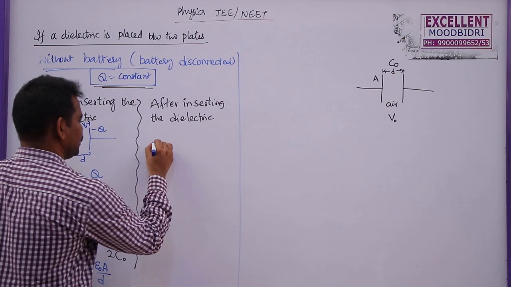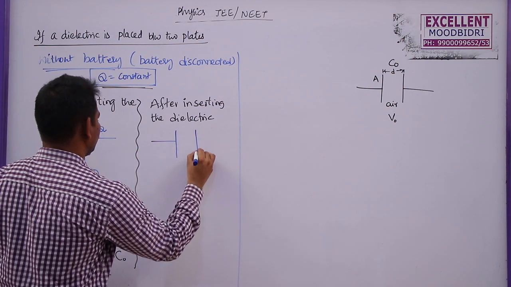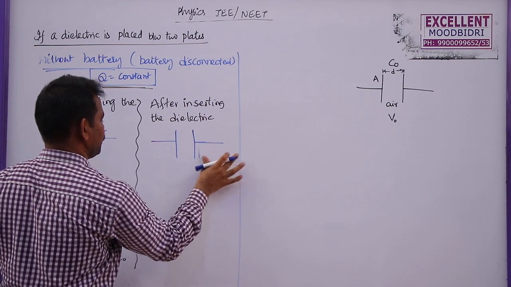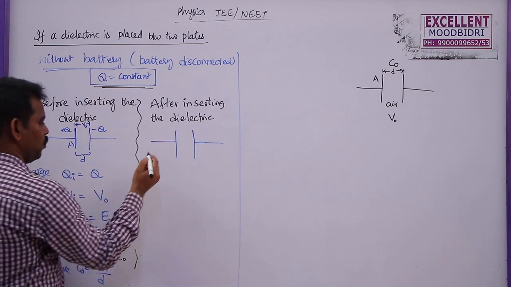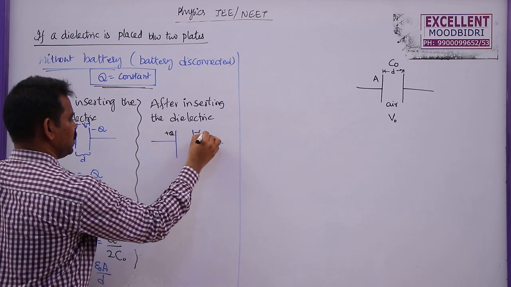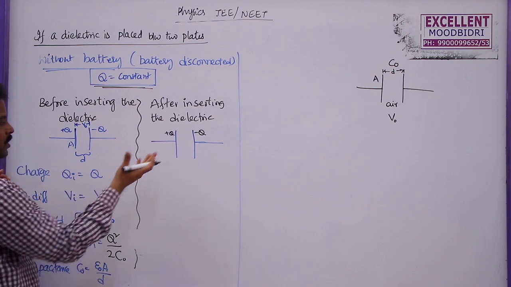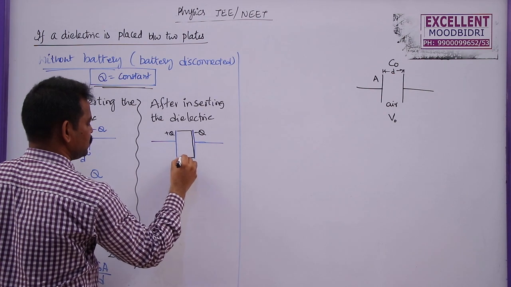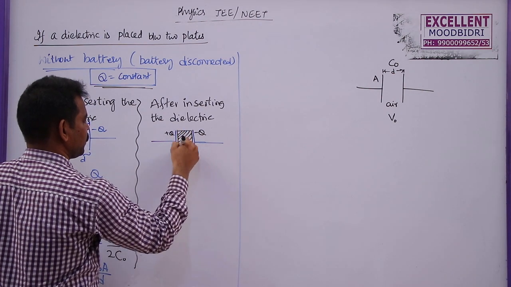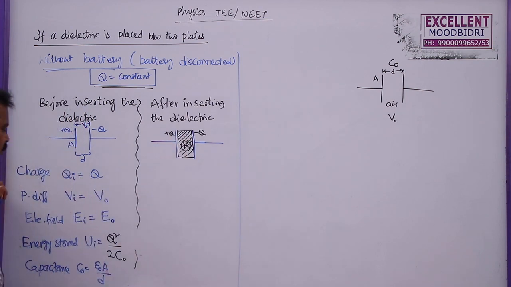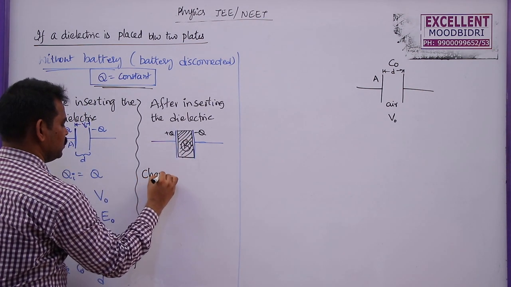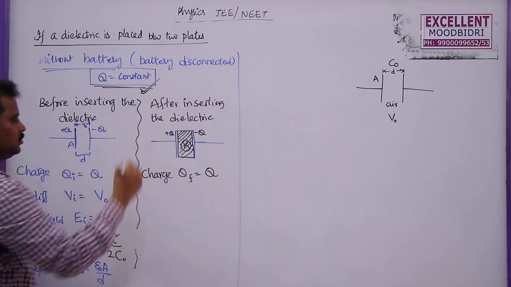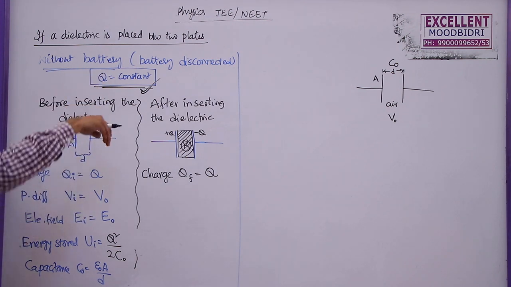Now, after inserting the dielectric between the two plates without the battery, please remember this one. Here I am not connecting a battery, already it is charged. Now what happens to this one? The charge on the two plates never changes. Why? Because there is no source to give charge to this one, but the space between these two is completely filled with a dielectric medium of constant K. So what happens to the charge here? The final charge Q F is equal to Q only. Why? Because charge remains constant after inserting the dielectric medium also.